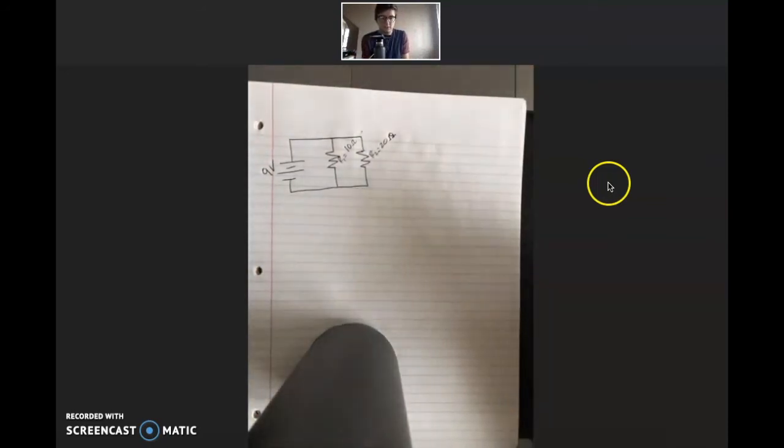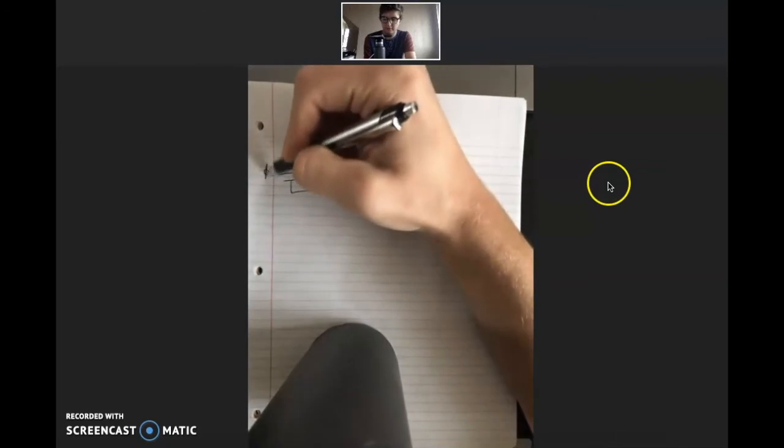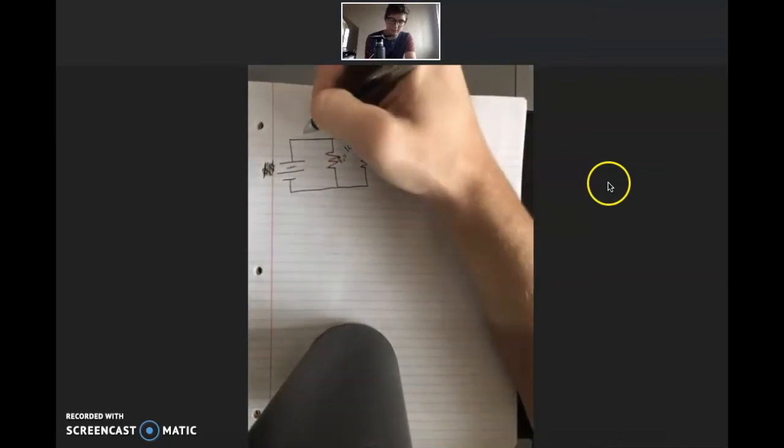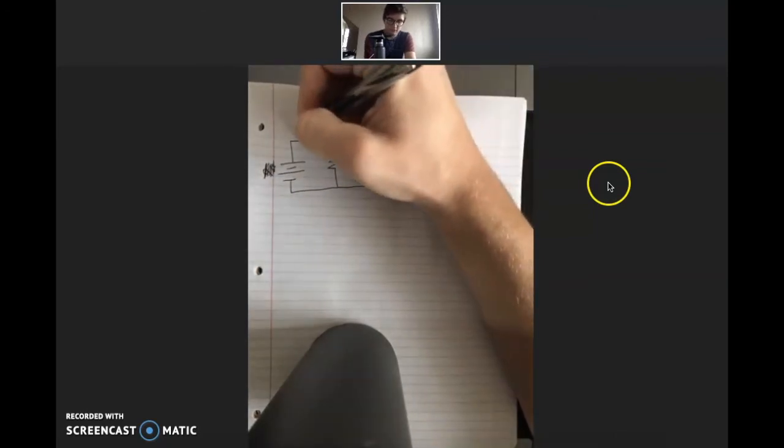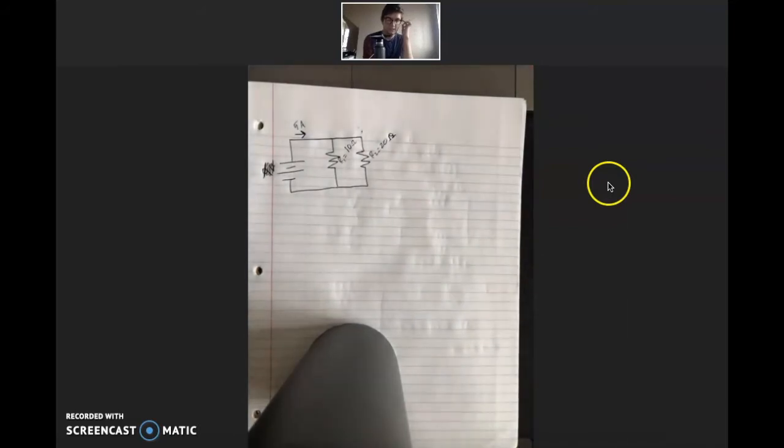So now I'm going to try to find, actually, you know what? We're not going to include 9 volts. What we're going to do is the current present in this circuit is 5 amps. That's what we're going to do. There we go. So now we'll have to find the total voltage.